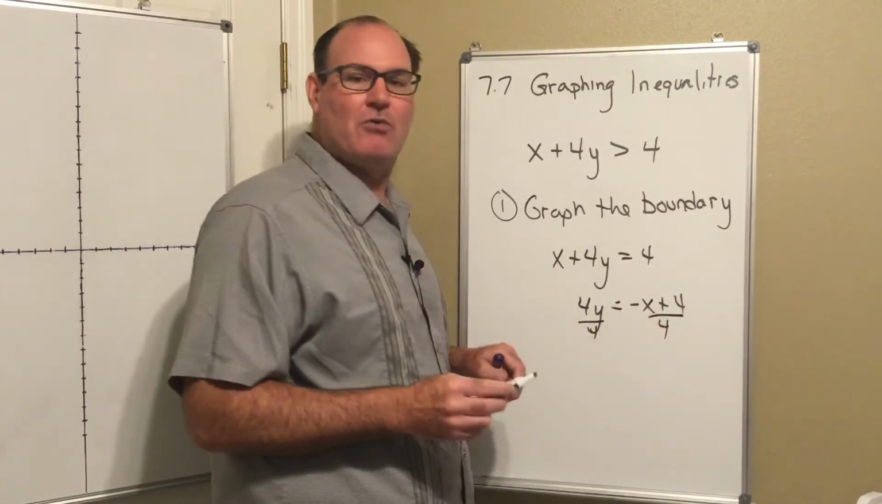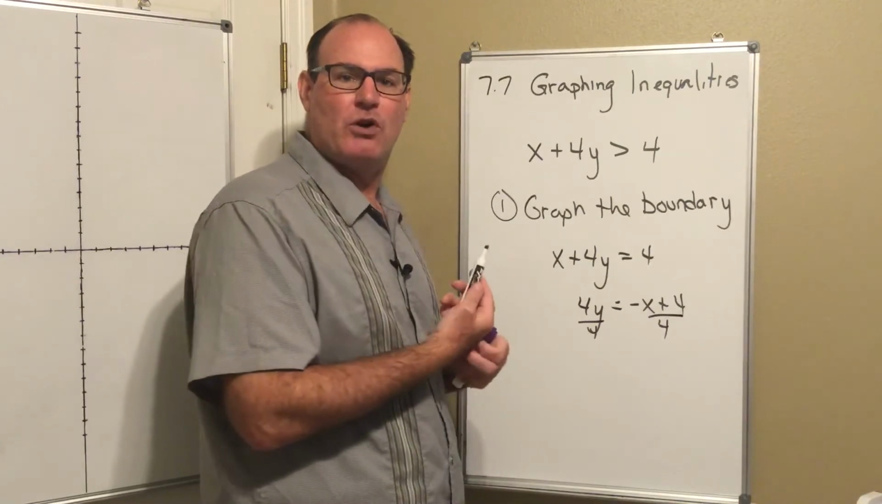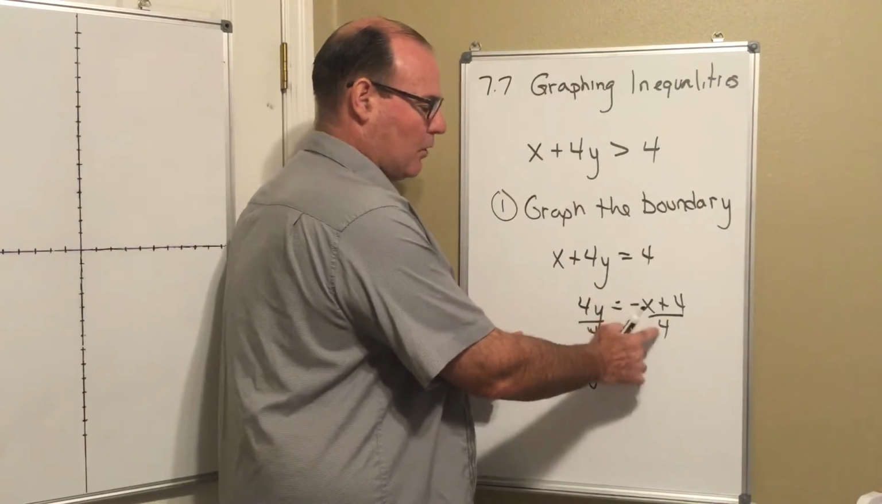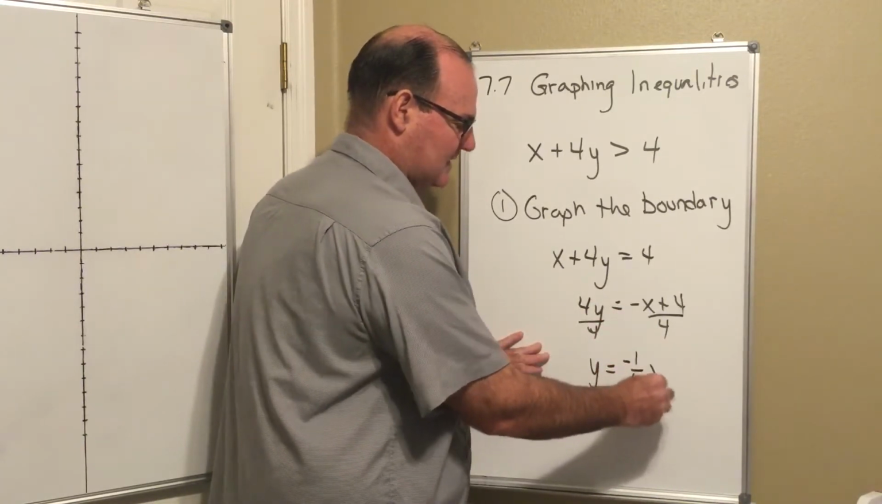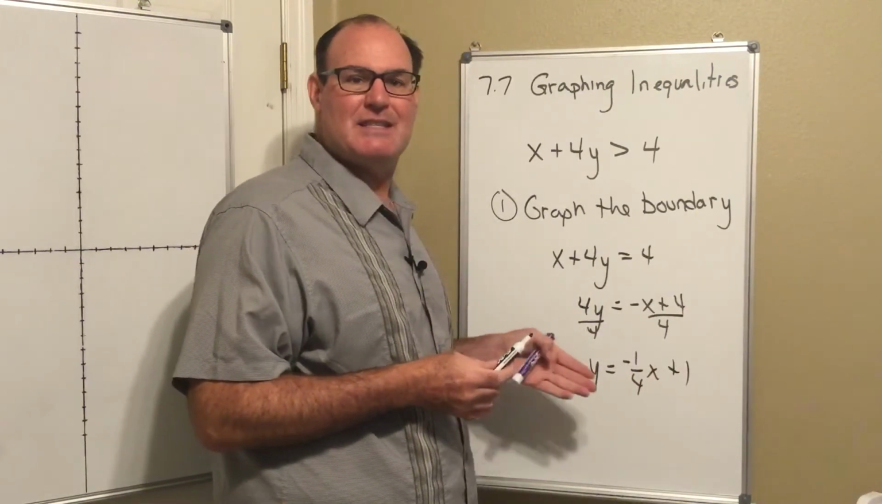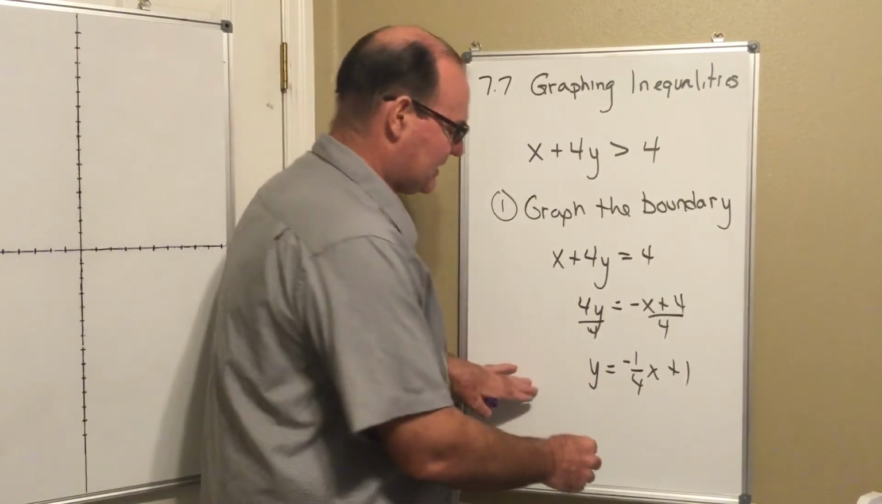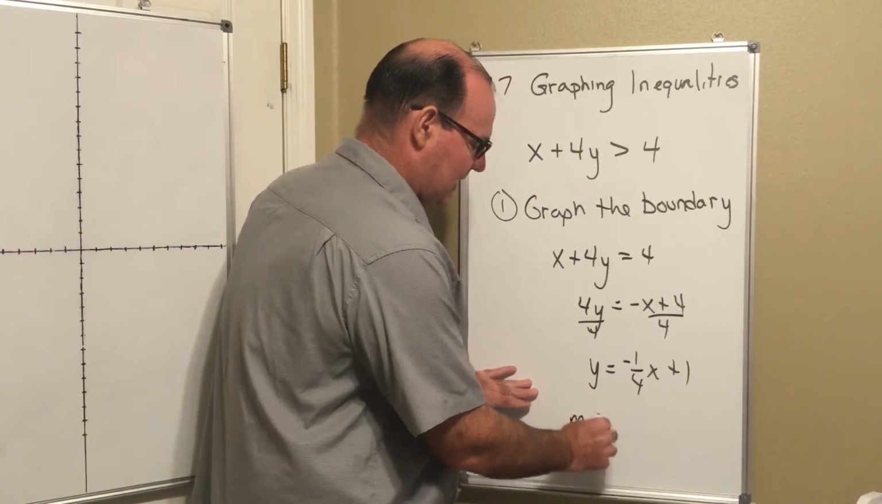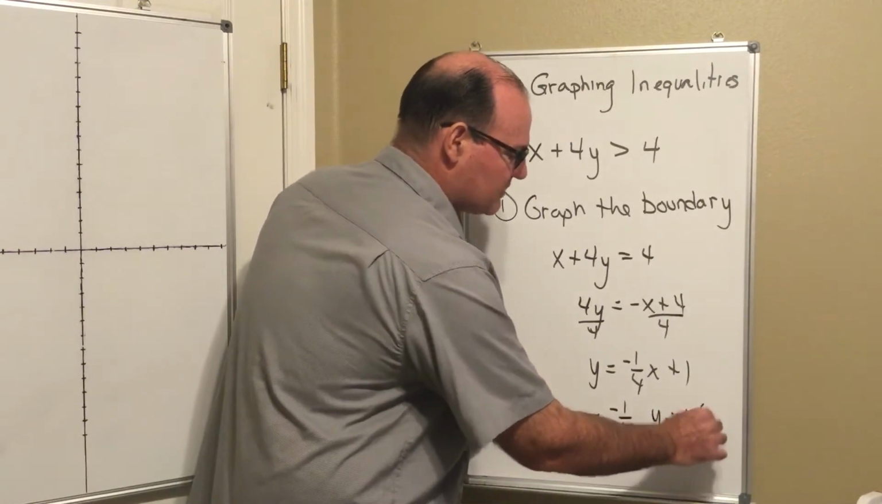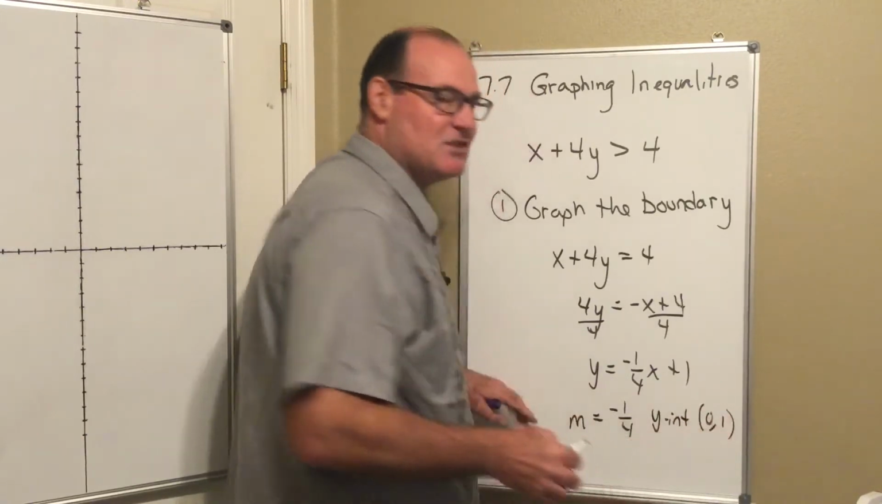Key step, don't forget to distribute that 4 to all the terms. So I've got y is equal to negative 1 over 4 x, and then 4 over 4 is 1. So what this tells me, this is slope-intercept form. So what this tells me is my slope is negative 1 over 4, and my y-intercept, where it goes through the y-axis, is 0, 1.